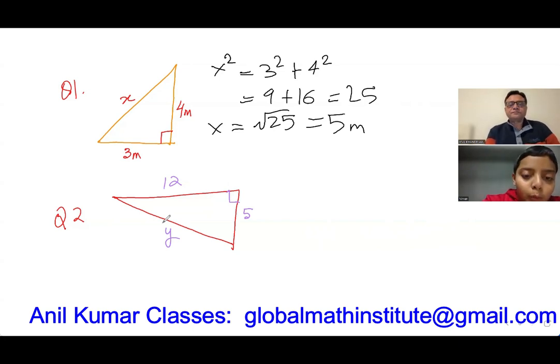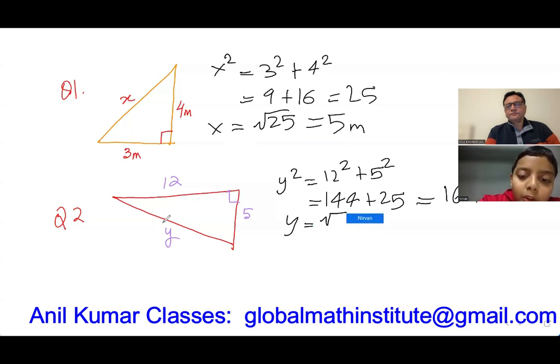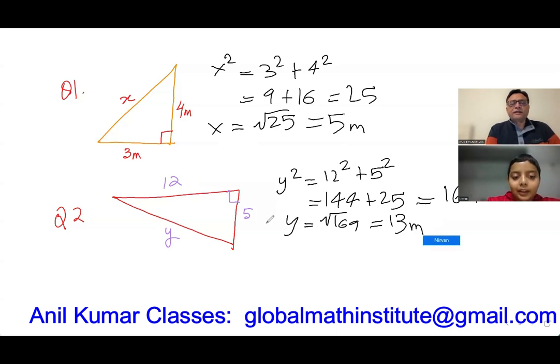So y square is 12 square plus 5 square. Correct? 144 plus 25, which is 169. And then y would equal square root of 169, which is 13. Perfect. That's a great answer. I did not write any units, so let me write meters here. Otherwise, you'll just write unit. That's great.